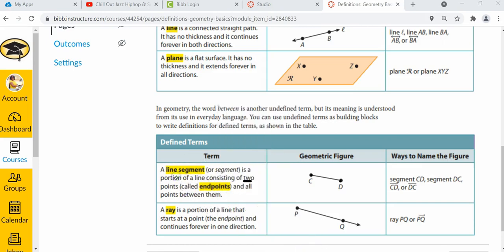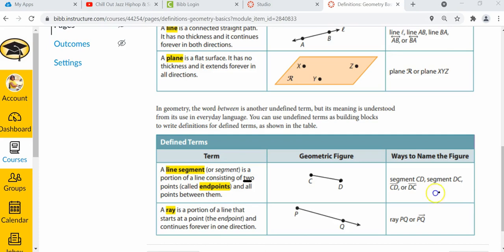So similar to a line, we can name the line segment with the 2 endpoints. So we can name this line segment line CD or line D. And similar to a line, the orientation of the letters does not matter. So we can name it line CD or line DC.